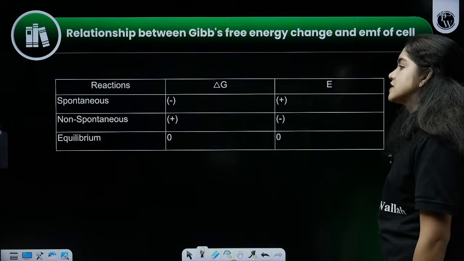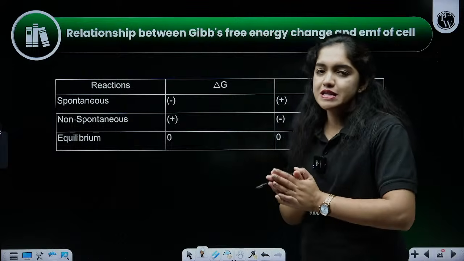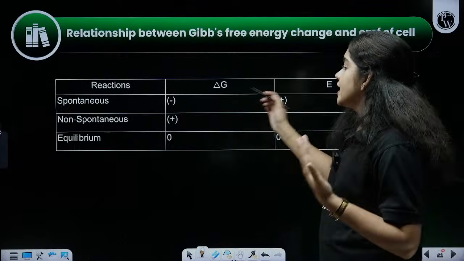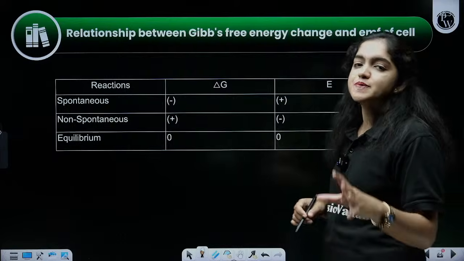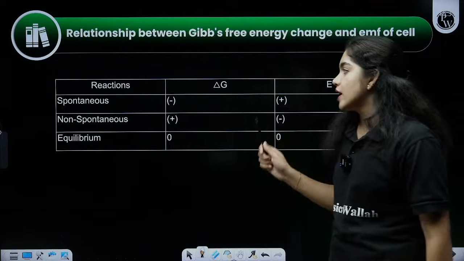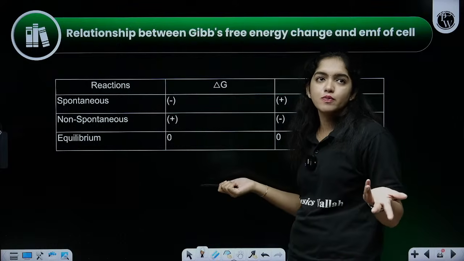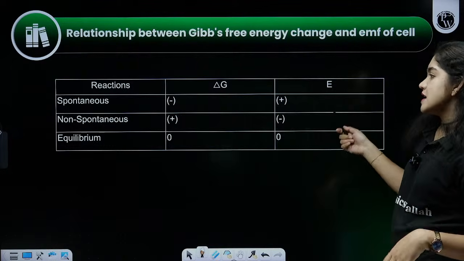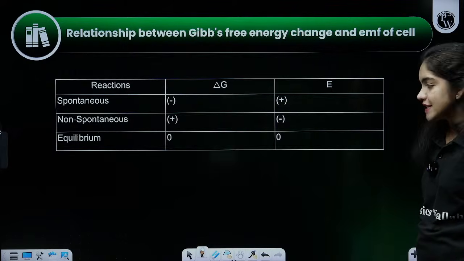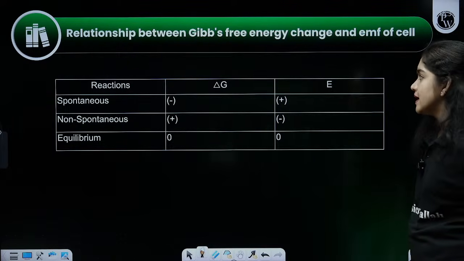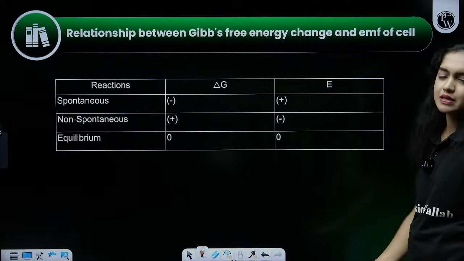Then next one: spontaneous, non-spontaneous, equilibrium. We know that for a spontaneous process, delta G will be negative, which we learned in class 11. For a non-spontaneous process, it is positive. At equilibrium, no change, it will be 0. Then what about E cell? For a spontaneous process, it will be positive. Non-spontaneous, it will be negative, and at equilibrium, it will be 0. So learn this table. It can be asked for 1 mark, the signs.